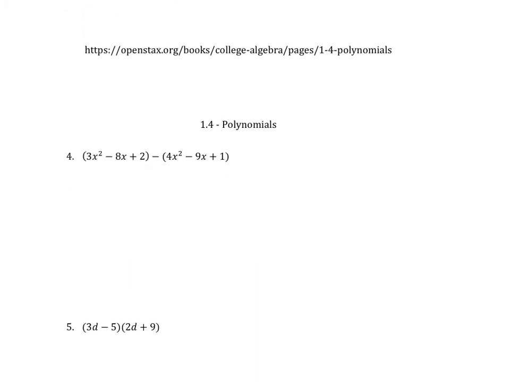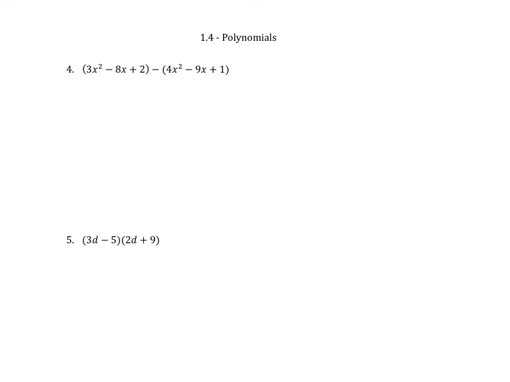All right, number 4. This one is a difference. If I distribute this negative symbol, that's like multiplying everything by a -1, it changes all of the signs in the parentheses following that negative. So if I rewrite this without the parentheses, I will have 3x squared minus 8x plus 2 minus 4x squared plus 9x minus 1. So notice it changed all the signs following that minus.